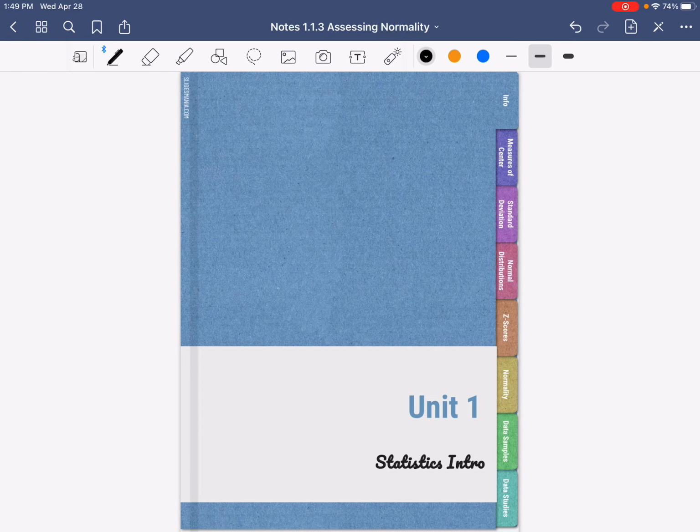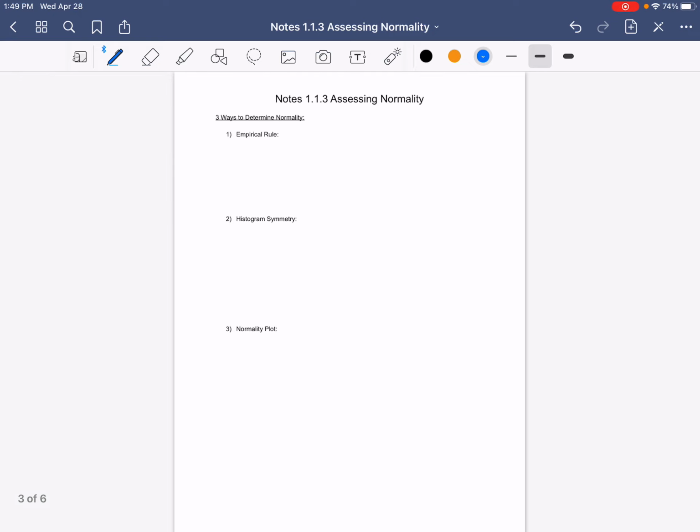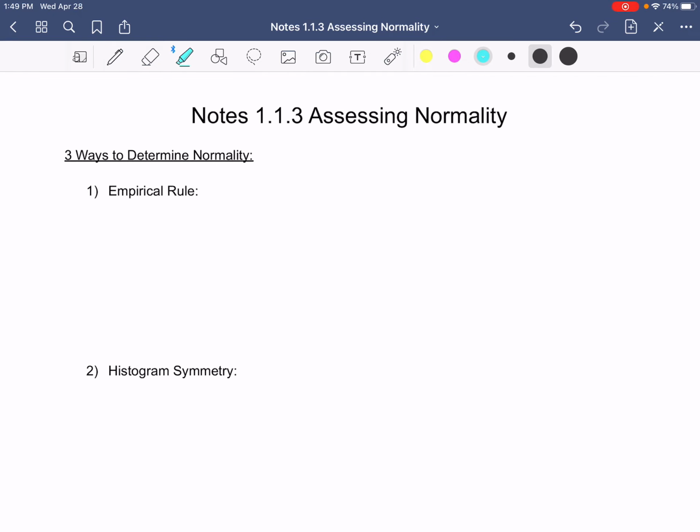Hey guys, here's our notes for Unit 1 about assessing normality, trying to decide if the data that you collected is normally distributed or not. So it's going to go in our slide presentation 16 through 18. At the top of your paper, you can go ahead and put your title, Notes 1.1.3, Assessing Normality.